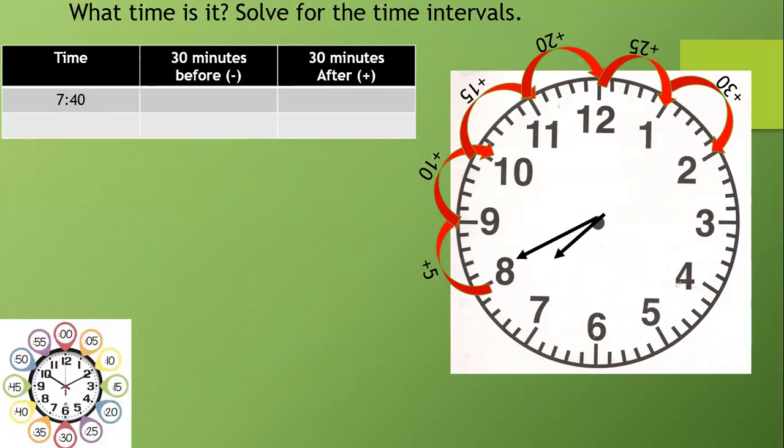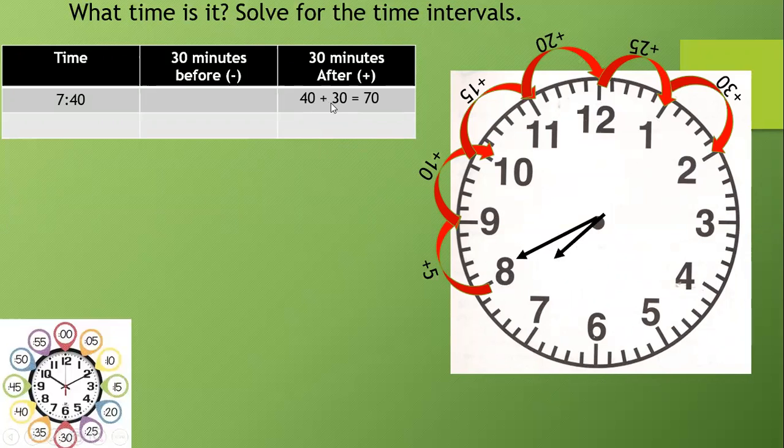And as you see, we crossed the 12, that means we're going into another hour. So boys and girls, this minute hand has moved all the way around the clock. And instead of it being 7:10, it is now 8:10. So we've moved into another hour.